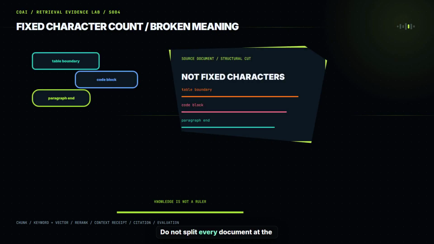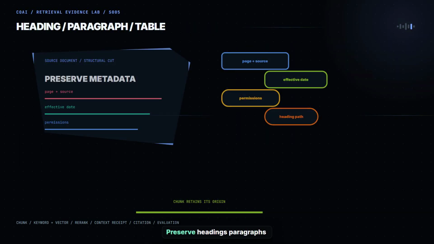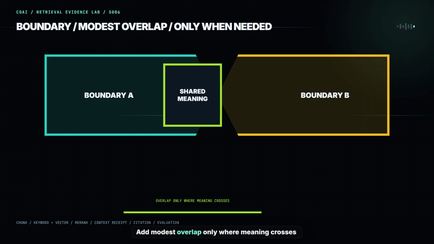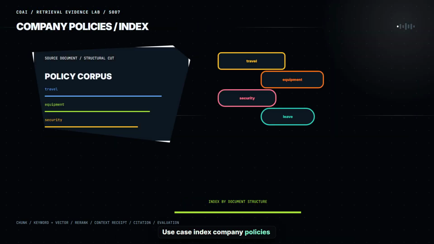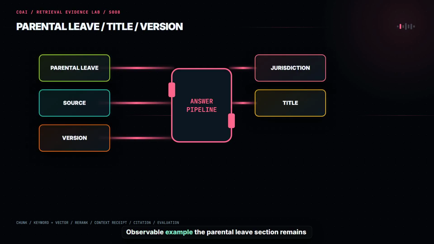Do not split every document at the same character count and call it knowledge. Preserve headings, paragraphs, tables, code blocks, page numbers, source identity, effective date, and permission metadata. Add modest overlap only where meaning crosses boundaries. Use case: index company policies. Observable example: the parental leave section remains one coherent chunk with title, policy version, jurisdiction, and source link.